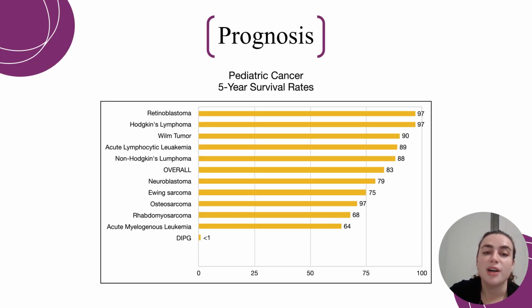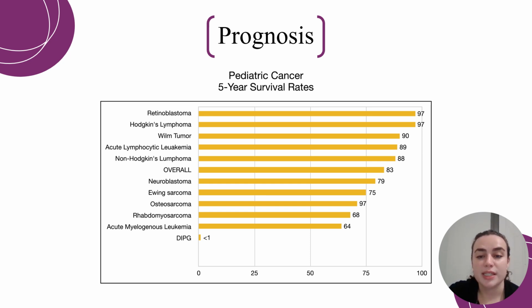So prognosis for DIPG is incredibly dismal. Overall, for pediatric cancer at 5-year survival rates, you have an 83% survival rate, but for DIPG, it is less than 1%. Surgical resection is not an option due to the diffuse nature of the tumor and the location being in the brainstem, so surgical resection and biopsies are both not viable options for treatment of DIPG. And there's a less than 10% survival mark at 2 years. So at 2 years, less than 10% of kids with DIPG survive.